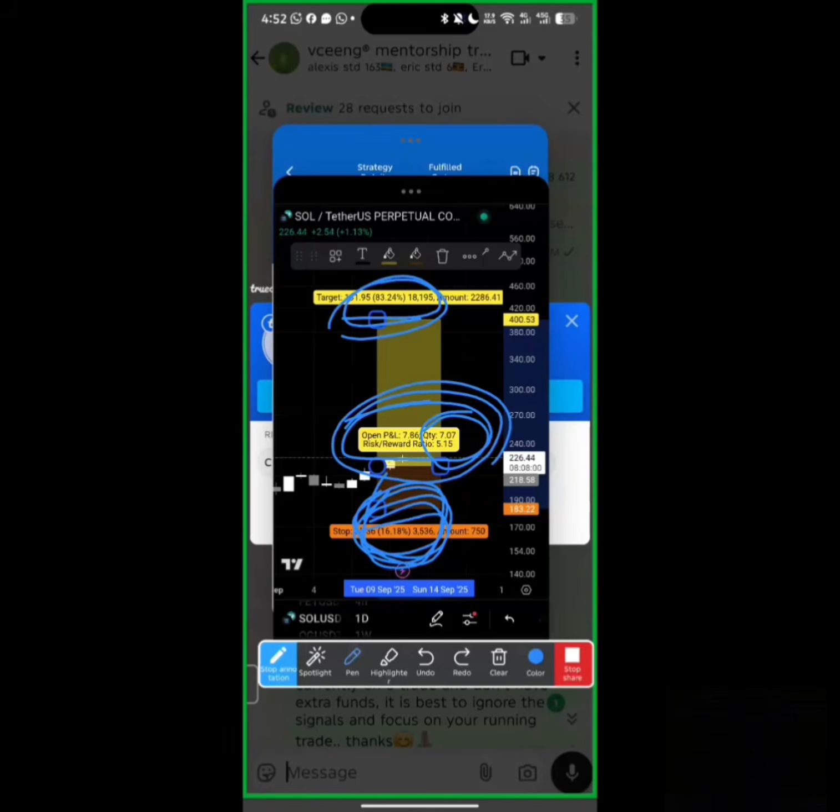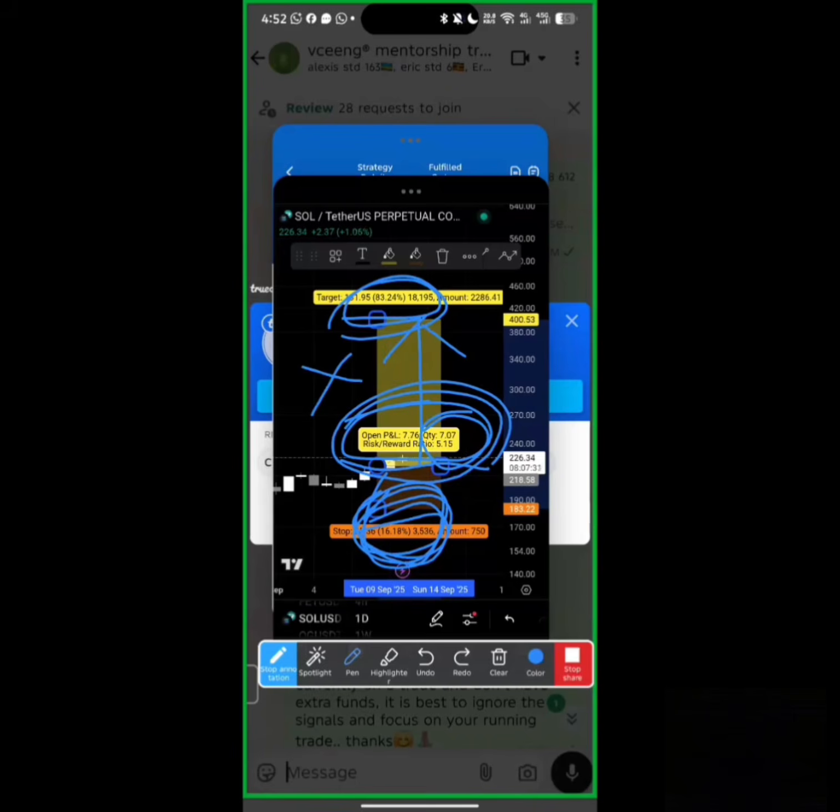Imagine if you just put $1 in this trade, and then it goes from the entry to the take profit. This is 83%. 83% of $1 is $0.83. But if you multiply it by a 10x leverage, that is $8.3 profit. $8.3 profit on your $1 capital is a lot.